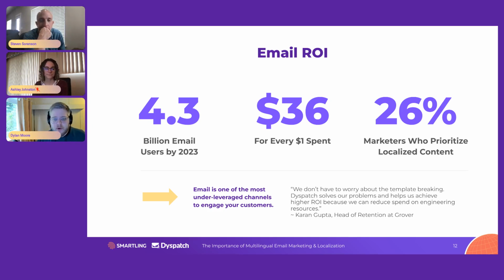Another way to improve your ROI is to reduce your cost. So if you're spending lots of money right now localizing emails, not using a service like Smartling or Dispatch, whatever, you're doing this manually. Hope you're not using spreadsheets. You can save money by adopting some sort of automated system.